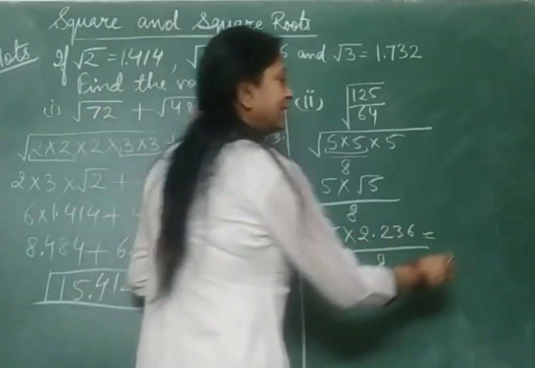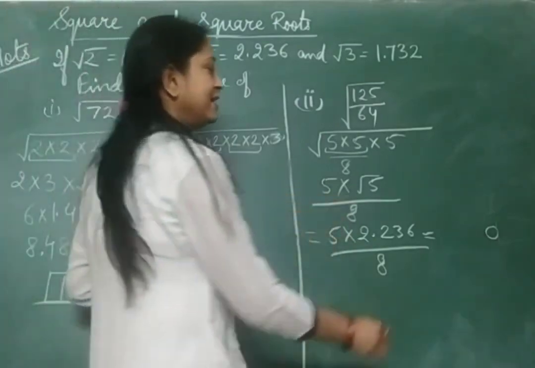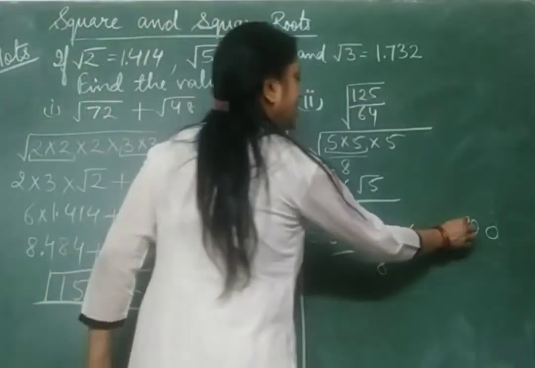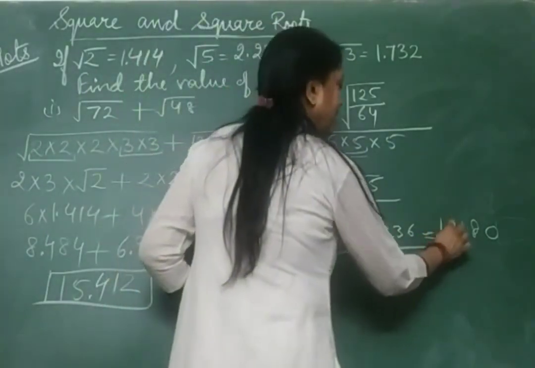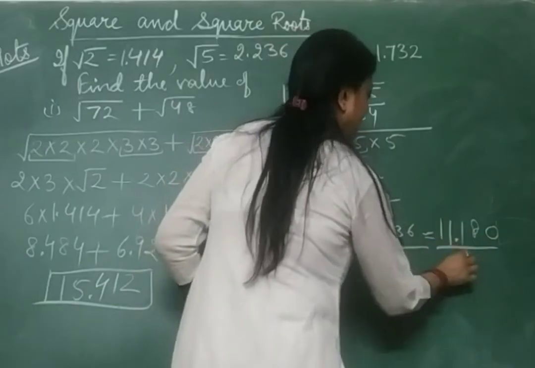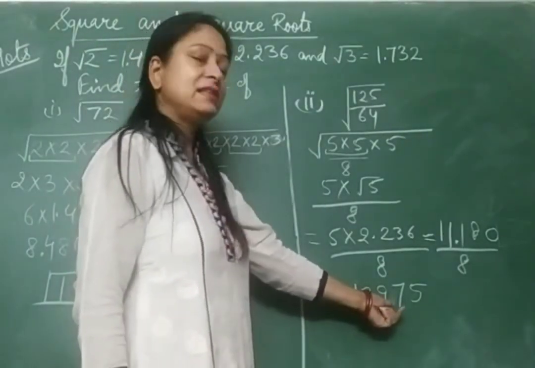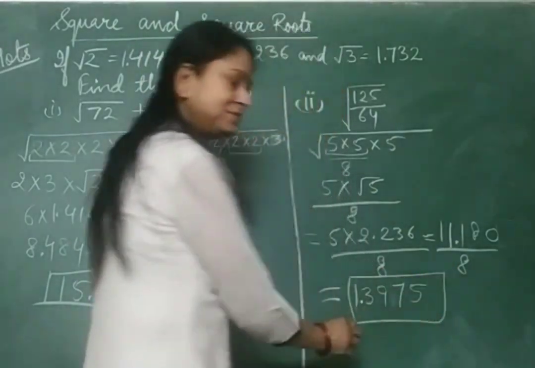5 6s are 30, 3 in my mind. 5 3s are 15 plus 3, 18. 1 in my mind. 5 2s are 10 plus 1, 11. 1 in my mind. 5 2s are 10 plus 1, 11, divided by 8. After division, I got the answer 1.3975. I hope this is clear to you all. Okay.